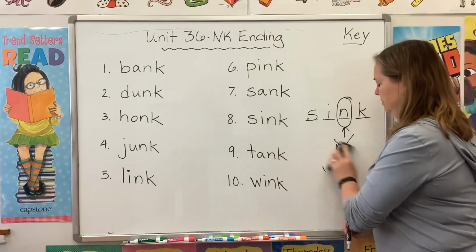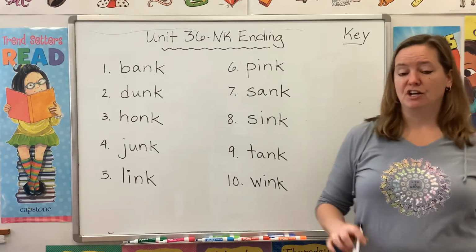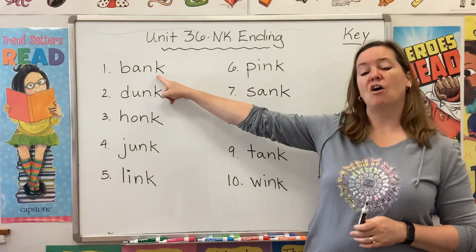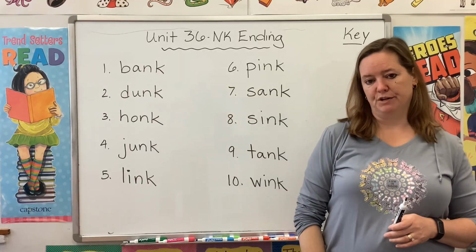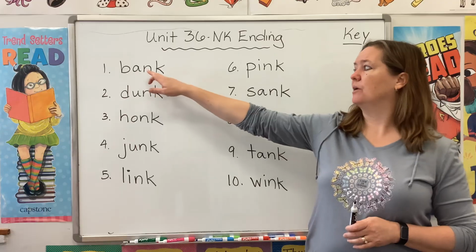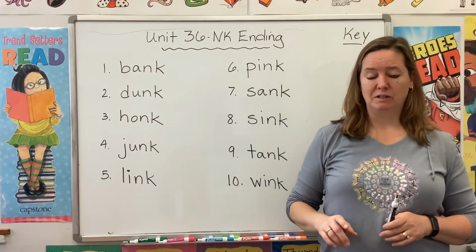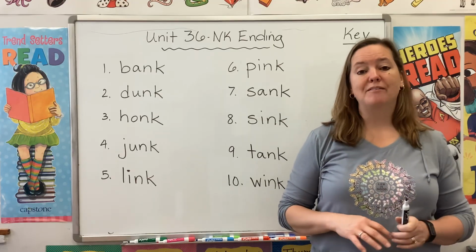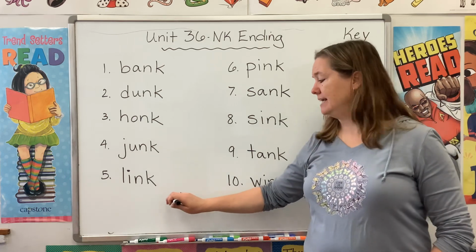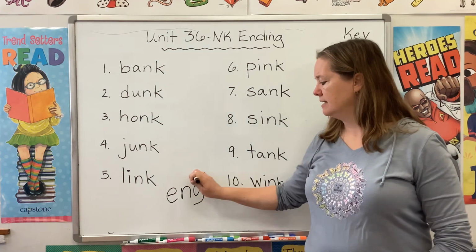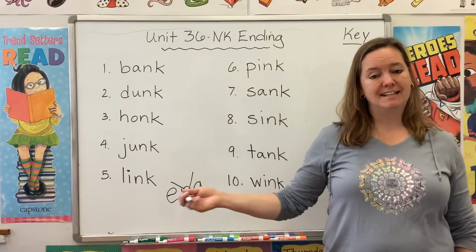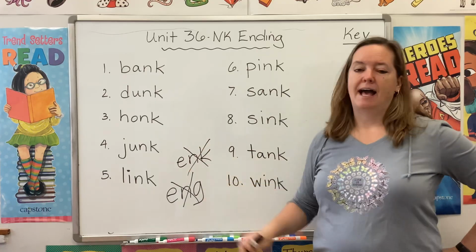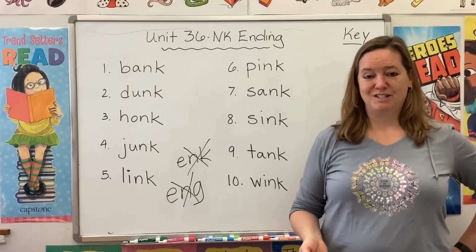Now, I told you that NK and NG are different, but I also told you they have some similarities. For instance, NK also shows up at the end of a word or syllable. NK also shows up after one vowel. You will see it after the A, the I, the O, or the U. You will never see it after an E. Just like, remember last week I told you that ENG does not exist. There's no ang sound spelled like that. The same thing is true for ENK. Enk does not exist in our language, okay?